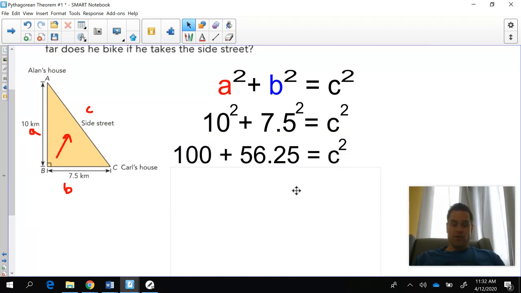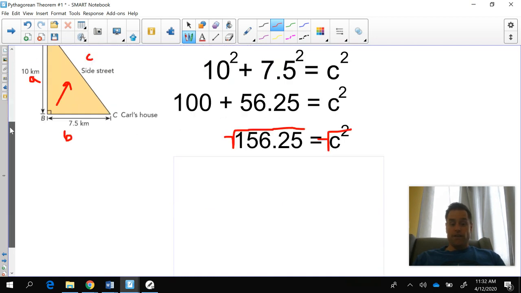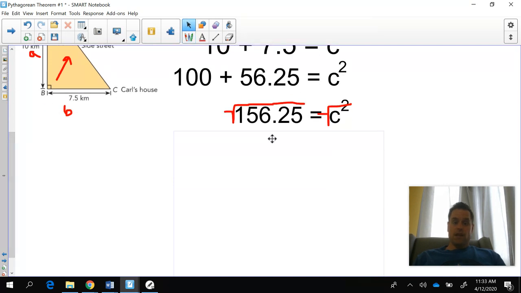We're just going to square that. That's going to be 100. When you take 7.5 squared, it's going to be 56.25. And when you add that together, you're going to get this here. If you guys remember when we solved for the radius on the area of a circle, very similar, we're going to get rid of this squared by doing the opposite. Doing the opposite of squaring a number is doing the square root. And if you find the square root of 156.25, you're going to get your answer.